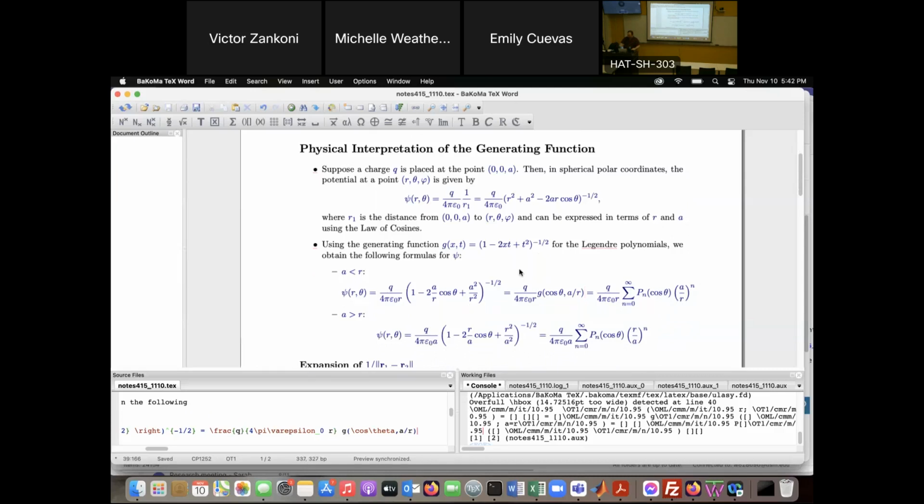Now, in a case where a is greater than r, we do the similar, except we pull an a out in the denominator instead of an r. So we still get a term equal to 1. And then where we saw a over r before, now we have r over a. So we get a generating function evaluated at r over a. So we get the same kind of series, except that the roles of r and a are reversed.